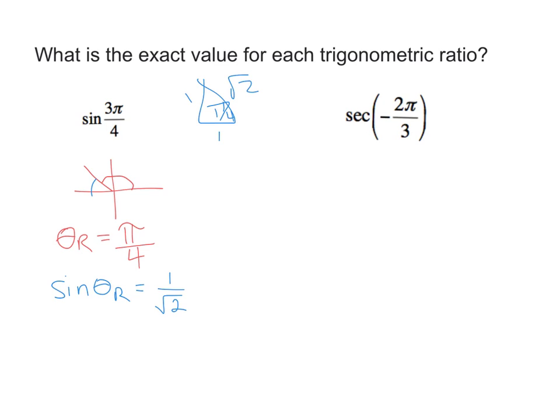But that's not the sine of 3 pi over 4, that's the sine of the reference angle, so sine of pi over 4. So then we need to look at what is the sine of 3 pi over 4. And it's either going to be 1 over root 2 or negative 1 over root 2. Which one is it?